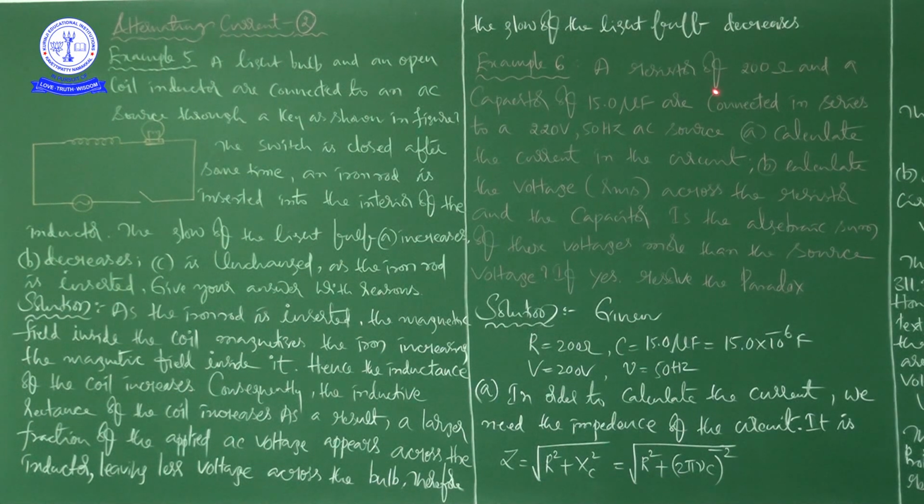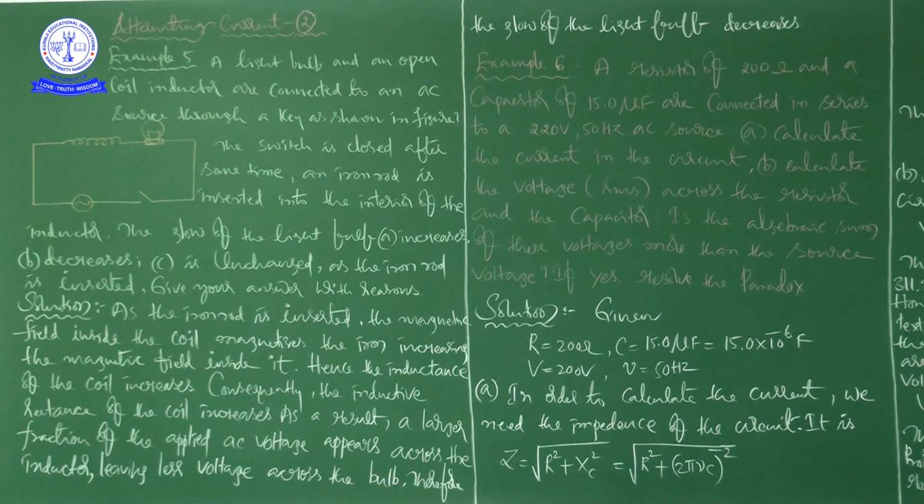See here. A resistor of 200 ohms and a capacitor of 15 microfarad are connected in series to a 220 volts, 50 Hz AC source. Full stop. This is the situation they have given. So two things are there. Resistor and capacitor are connected in series to an AC source. It is the resistance of a resistor, the capacitance of a capacitor, the voltage applied across the AC source, and the frequency of the AC source.